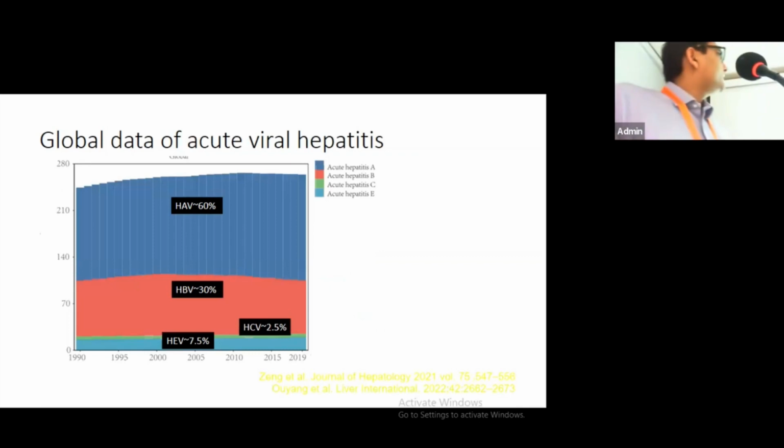So what does the global data on acute viral hepatitis say? According to the global data, hepatitis A virus is the most common cause of viral hepatitis illness, followed by hepatitis B, E, and C. But this is the global data. When it comes to India, hepatitis A followed by hepatitis E rule the roost, and they are the most common causes of viral hepatitis.